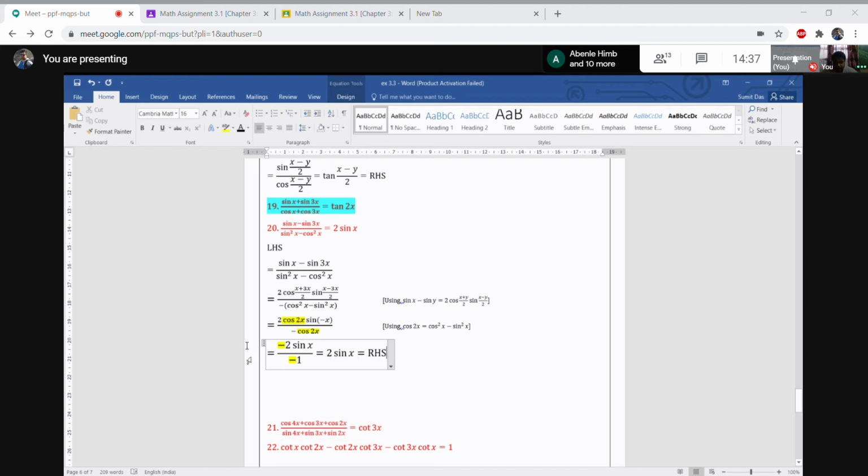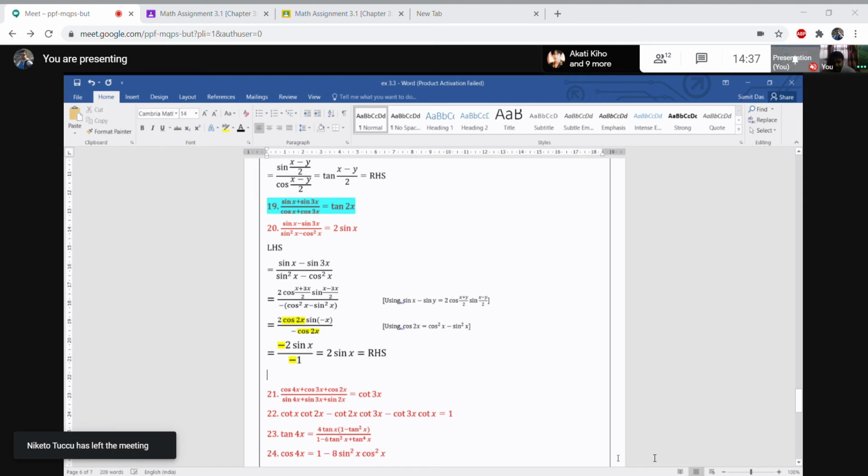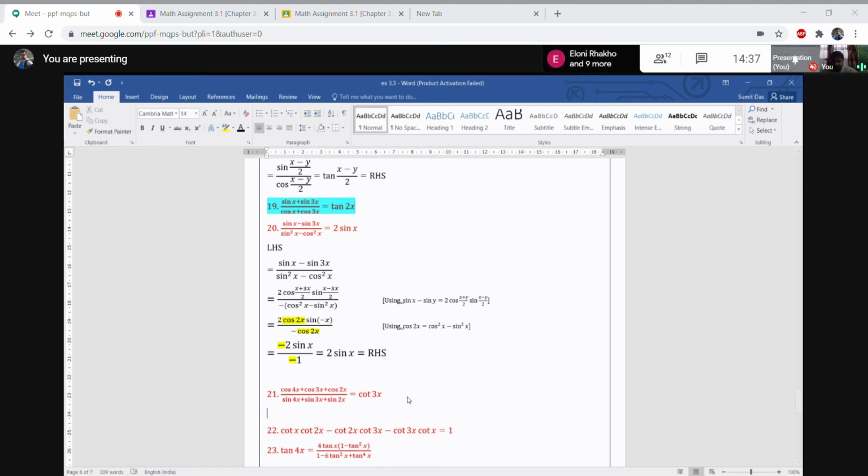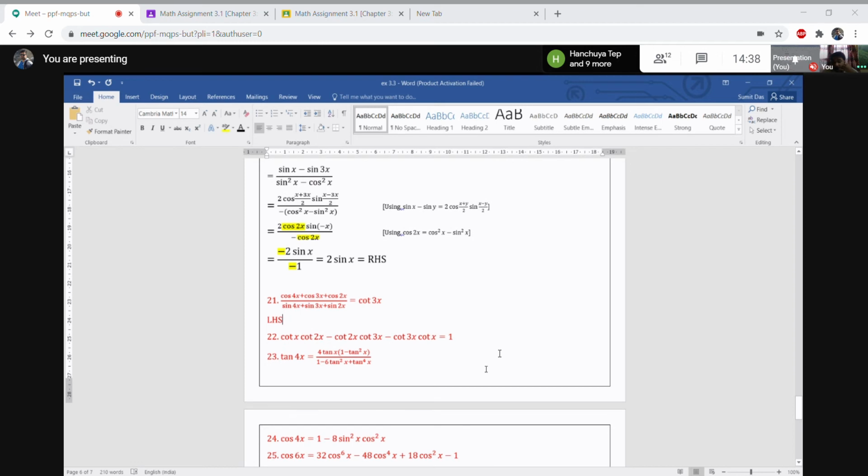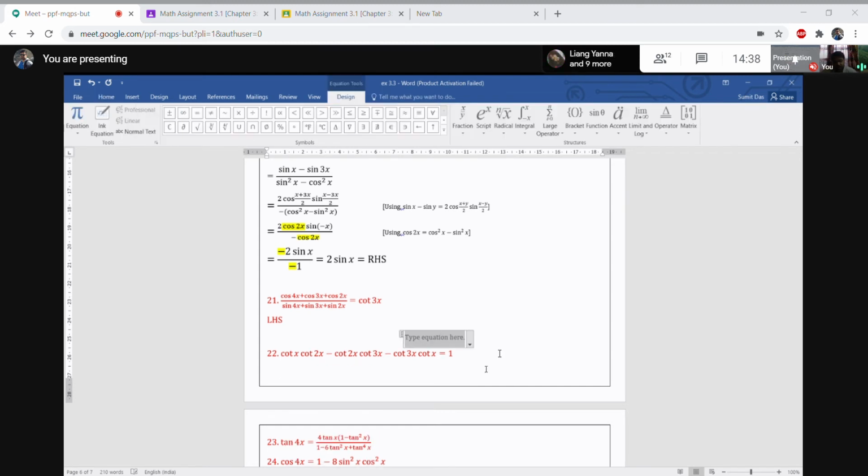Okay, fine. So let's move on to question number 21. Question number 21 will use the concept we used before, only the thing is that we have to rearrange this first.